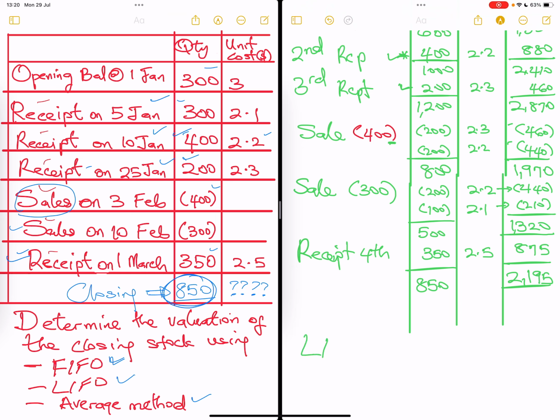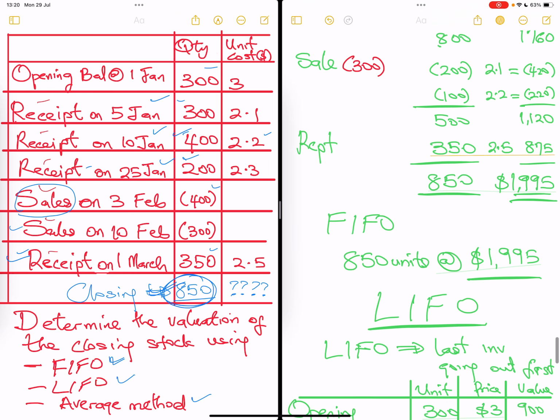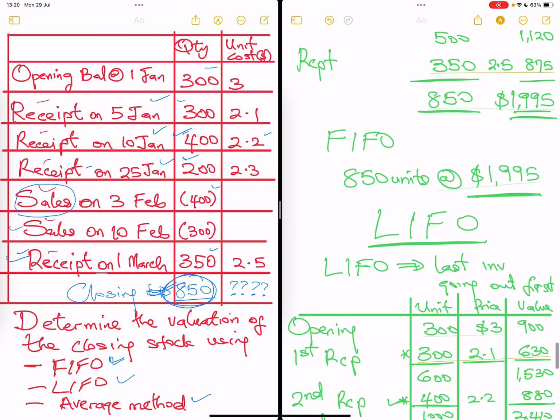So with LIFO, we are still left with the same 850 units as we expect, which agrees with this. However, the value is 2195. You can see the value is different from the FIFO value, which is 1995.